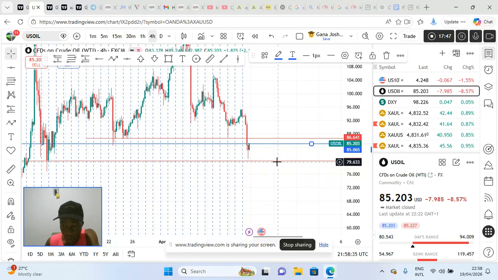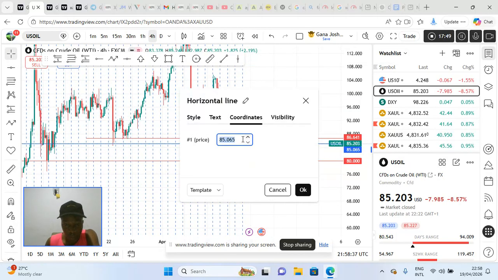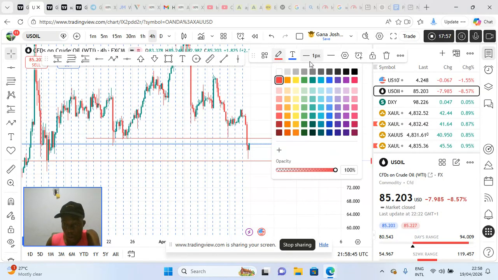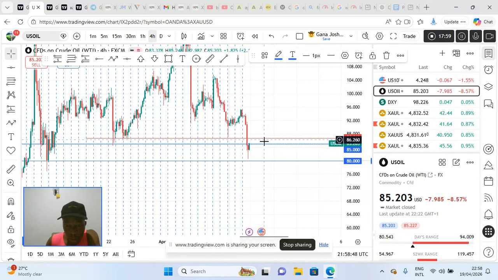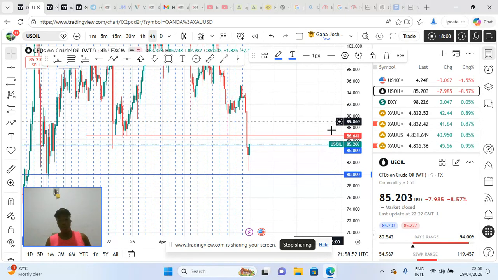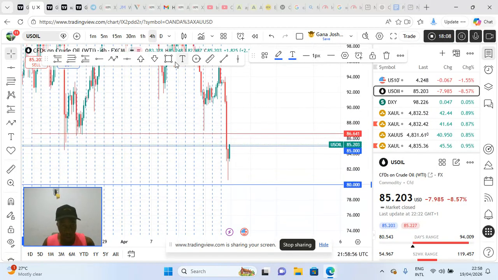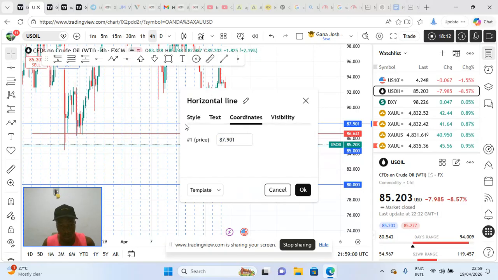Let's close it. 85. So remember support. This guy is a support. 85. Okay. Price is at $85 per barrel. Next, we're looking at maybe 90. Let's look at 90.